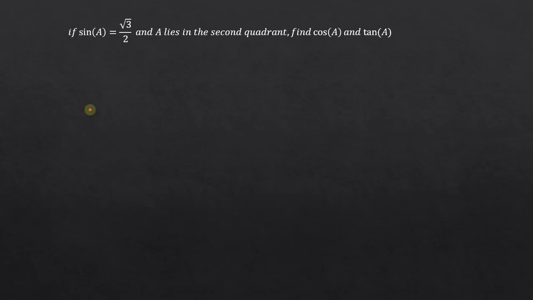So the first question I have today is, let me change my ink. The first question I have today is, if sine A is equal to square root of 3 over 2, and A lies in the second quadrant, find cos A and tan A.